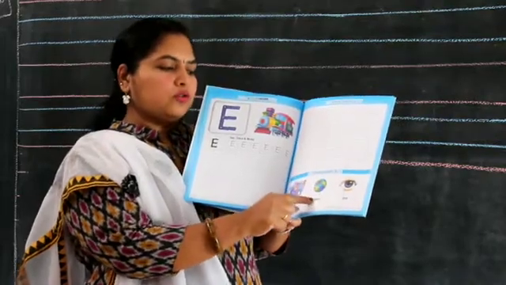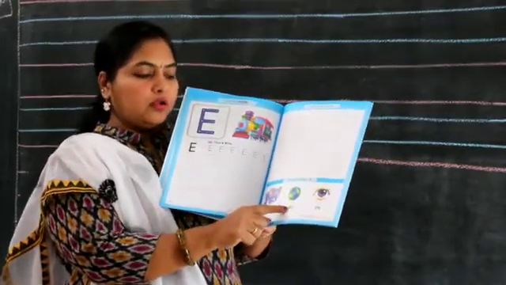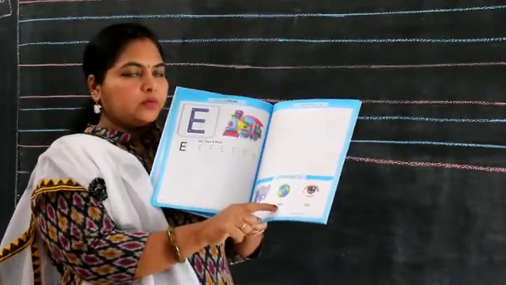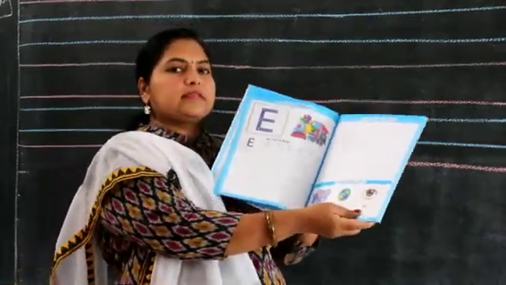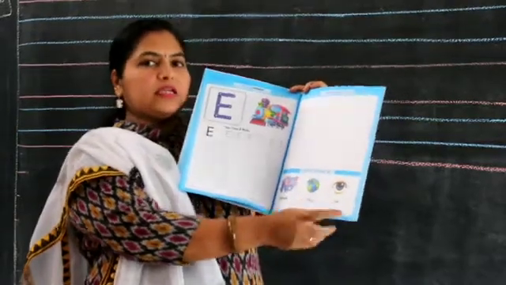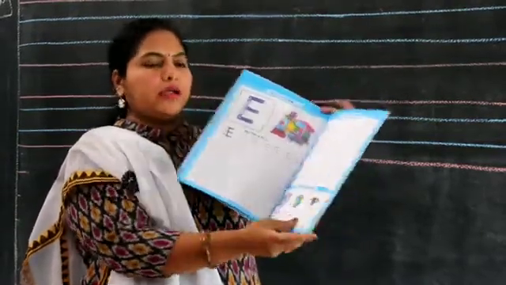Then this is ball. B is for ball. The word ball starts with the letter B, so you don't have to circle that. And then this is I. I starts with the letter E, so you need to circle I.